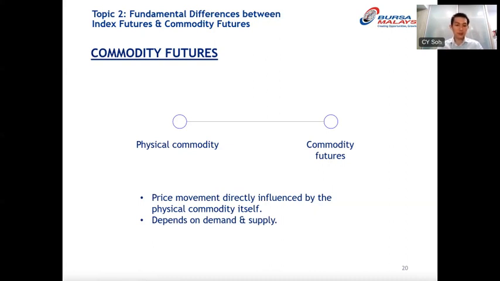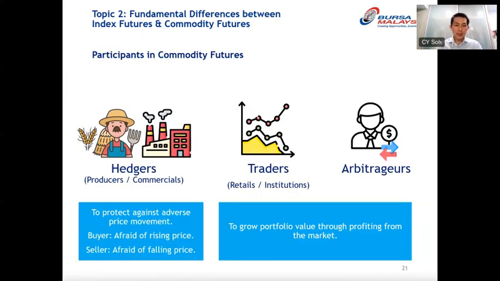So because ultimately commodity futures depends on the demand and supply of the physical commodity itself. So it's unlike trading the index futures, FKLI, where FKLI price is actually affected by the top 30 companies. Commodity futures is relatively very straightforward. Now, speaking of market participants for commodity futures market, same thing, there are three key market participants.